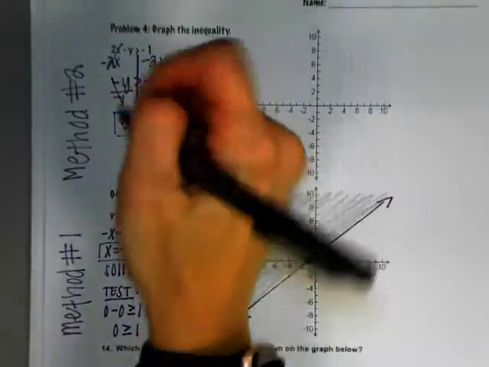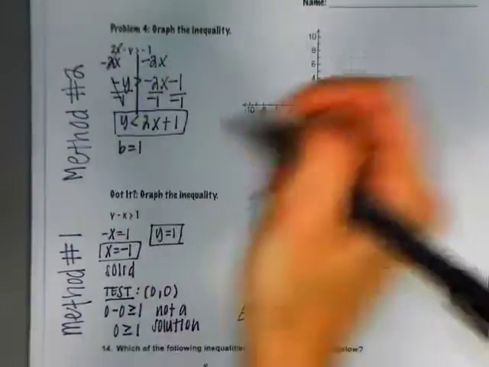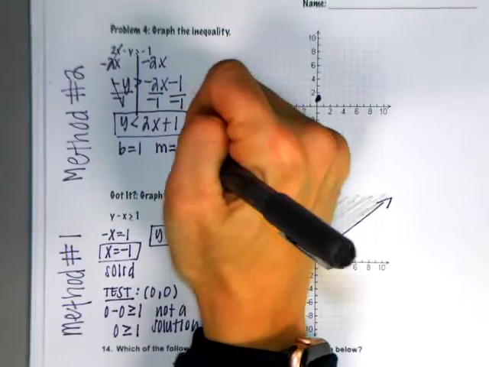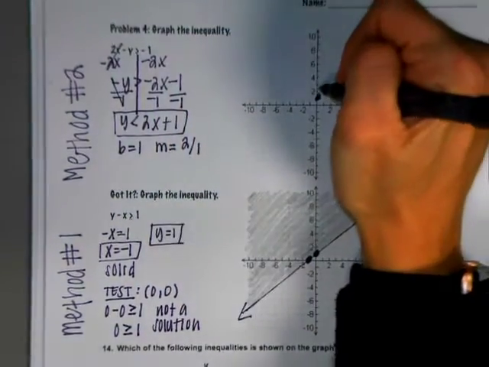So then what's my y-intercept? 1. What's my slope? Yep, 2 over 1, so we go up 2 over 1.